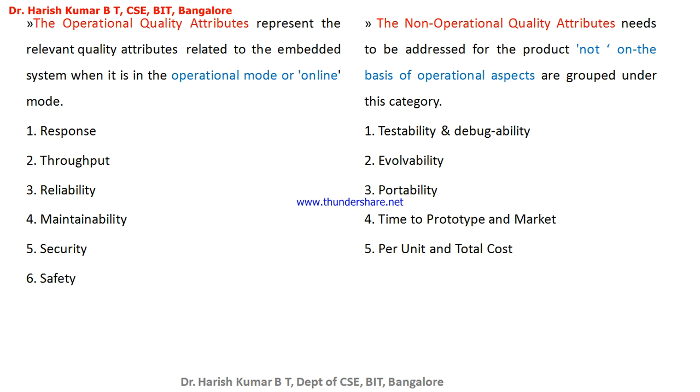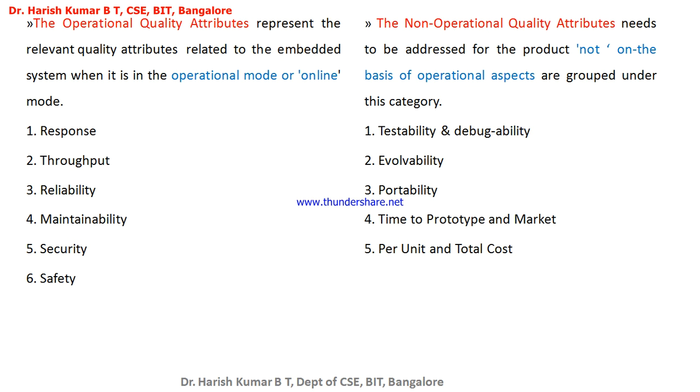And security is another important operational quality. These are all operational quality attributes because they are the attributes exhibited by the system when it is functioning. Security: how secure it is. When I say security, it should protect confidentiality. That means it should not disclose the data to unauthorized users. That is what confidentiality is. And the second important thing after confidentiality is integrity. It should not allow an unauthorized user to damage your data. And one more important thing is that it should make the system available at all times.